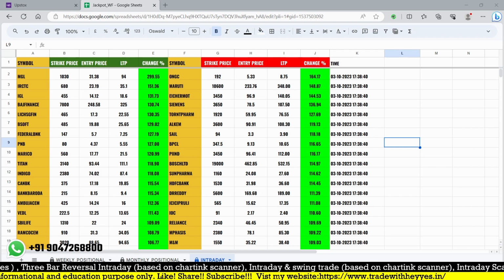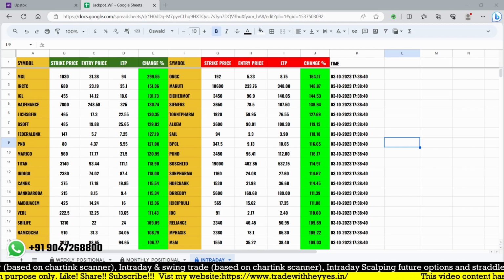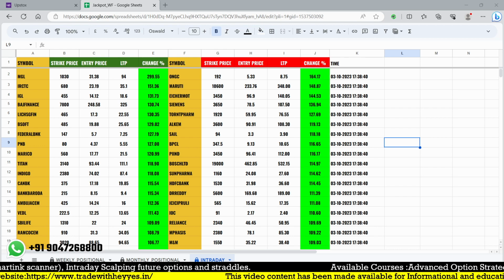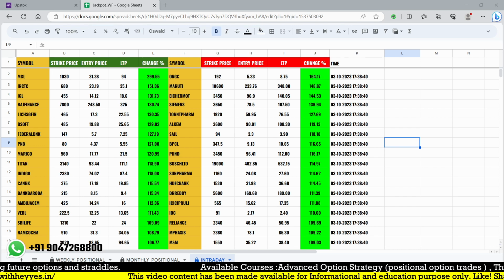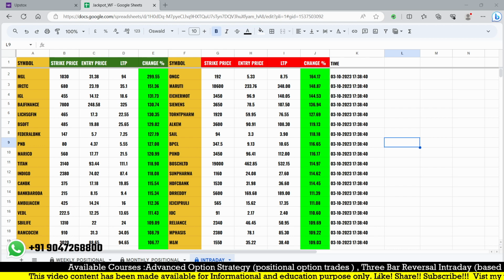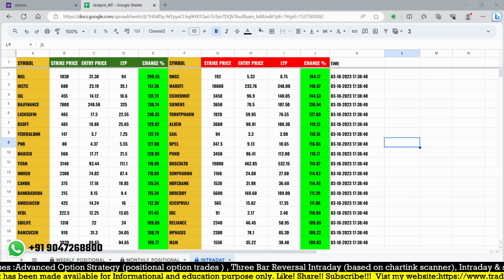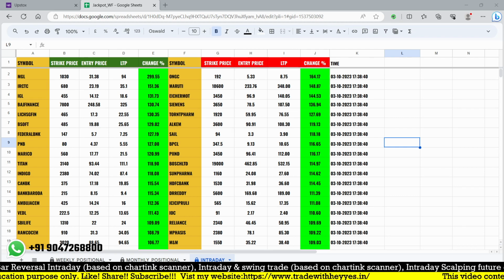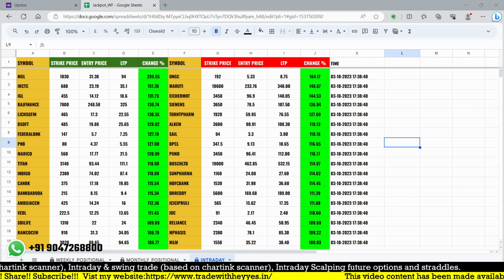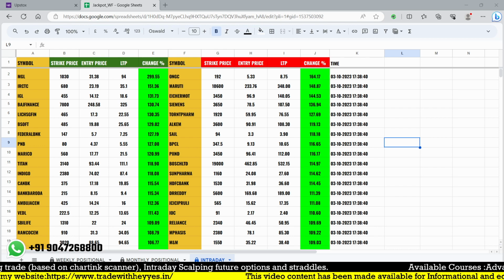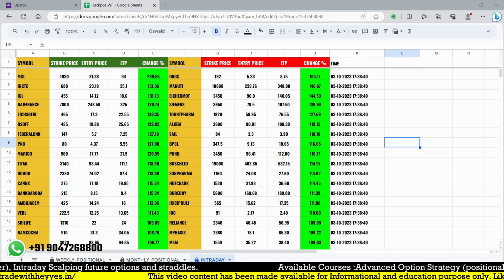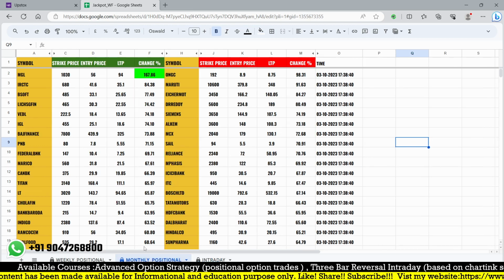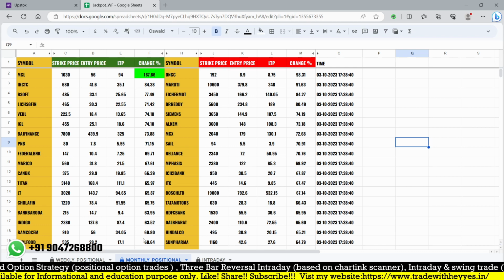In this video, I'm going to discuss my Google Sheet Scanner, which is useful for stock options, mainly for breakout trades, and also our advanced options trading strategies, which we use to take positional option trades in stocks. We have three parts: weekly positional and monthly positional. Today, in monthly positional, there is no trade except one which triggered, as per our condition being satisfied.